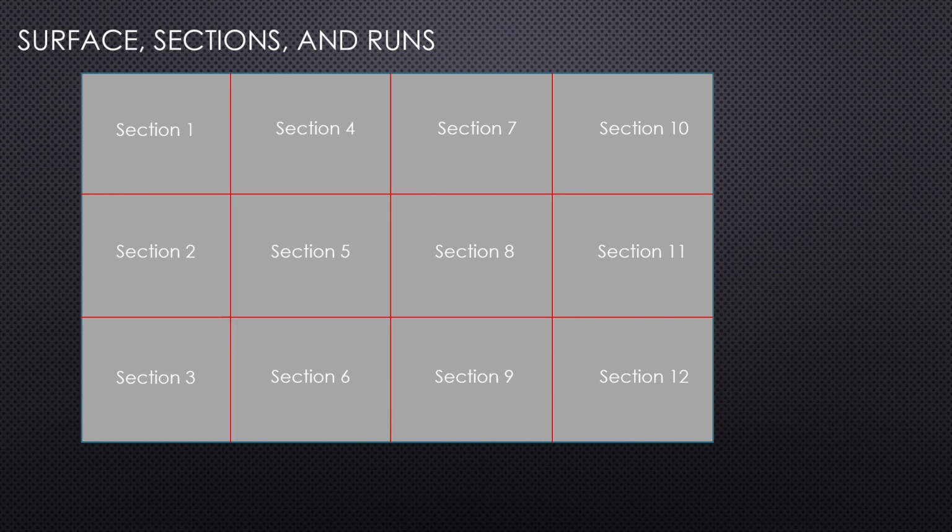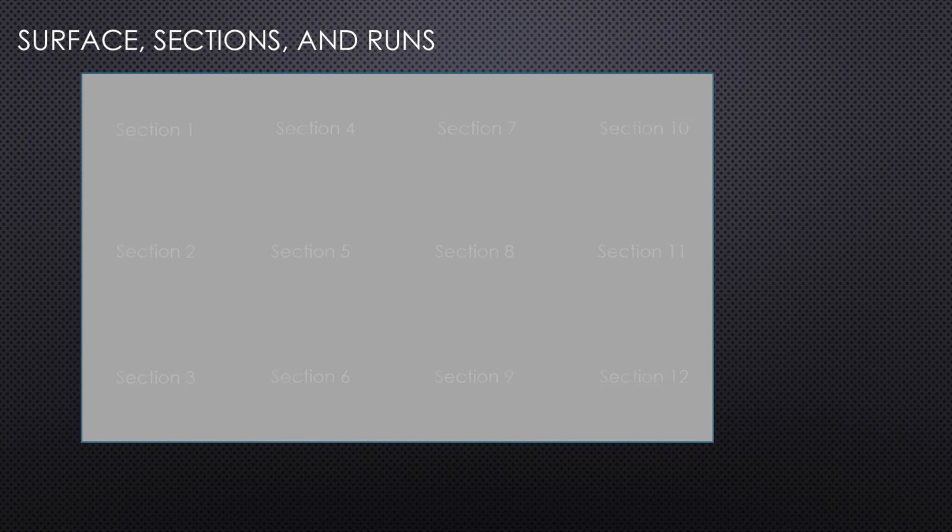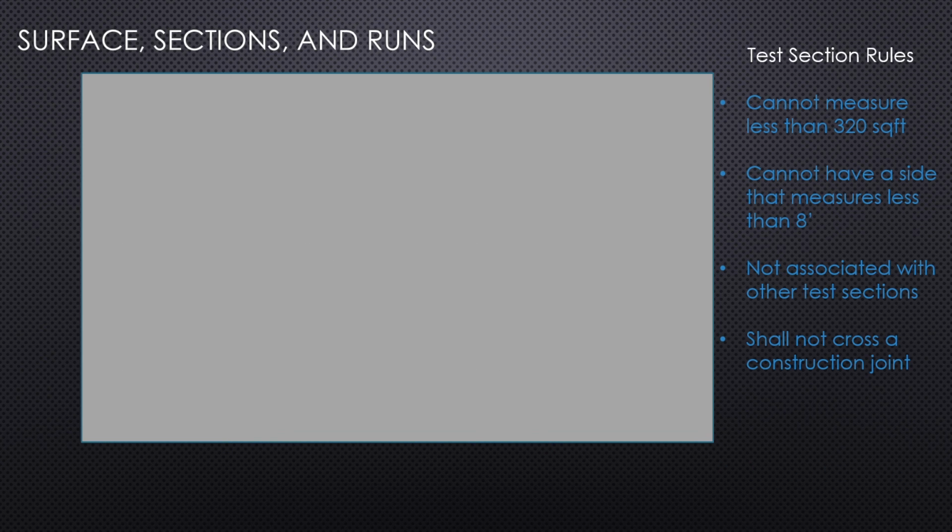A section is a subdivision of the surface. So for a surface this size, there will be multiple sections. Now let's go over some of the rules for creating a section. A test section cannot measure less than 320 square feet or have a side with less than 8 feet.